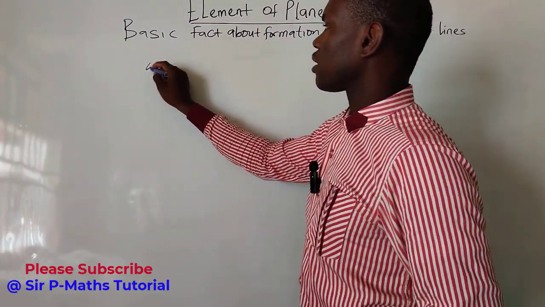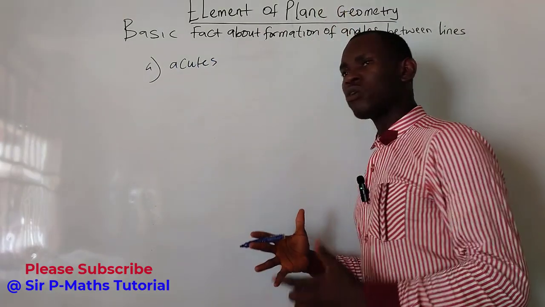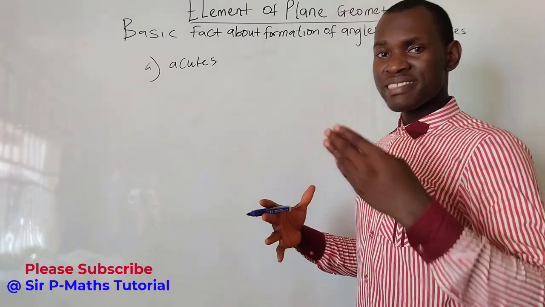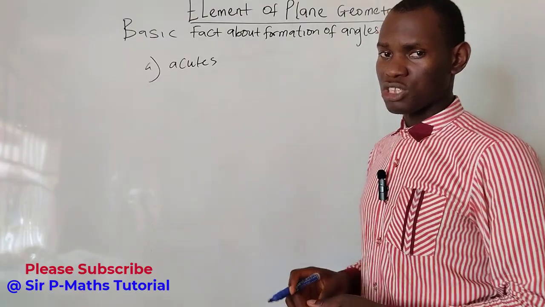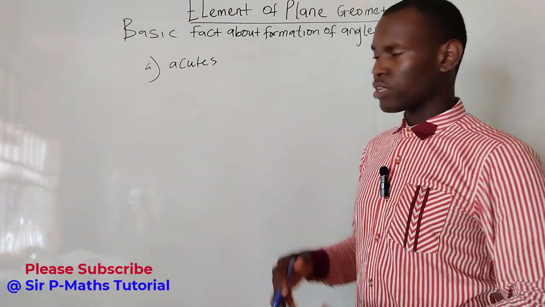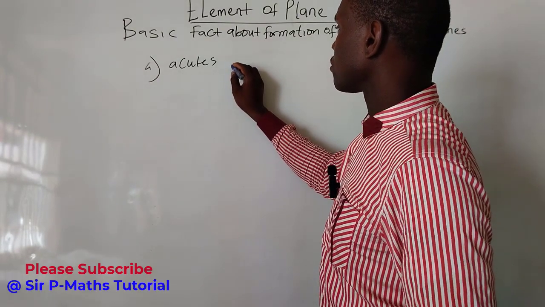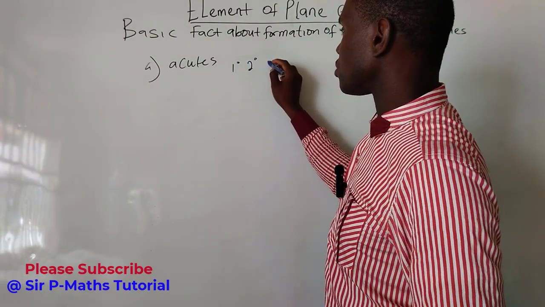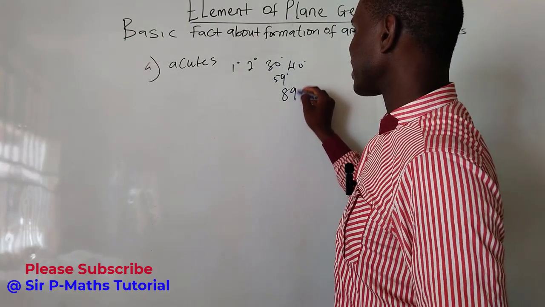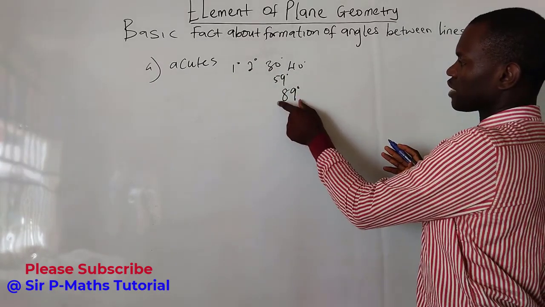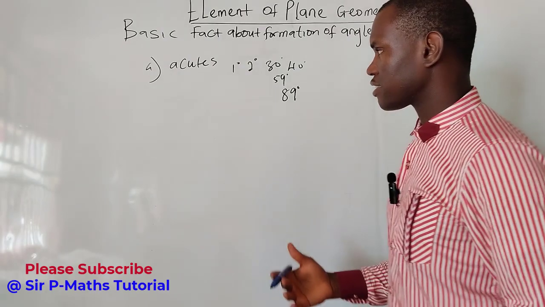Now, the first one we consider is acute angles. Acute angles are all the angles that are formed between 0 and 90 degrees. They are between. That means the boundaries are not included. 0, not included. 90, not included. So the angles we can obtain are 1 degree, 2 degrees, 30 degrees, 40 degrees, 59 degrees, 89 degrees. As soon as you have gotten to 89 degrees, you stop. The next angle you'll be getting is equal to 90 degrees.